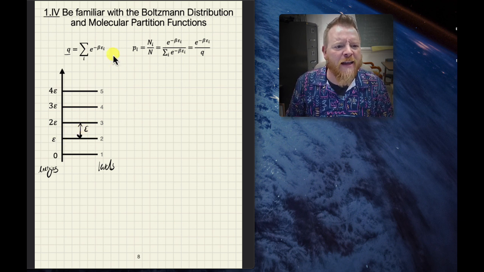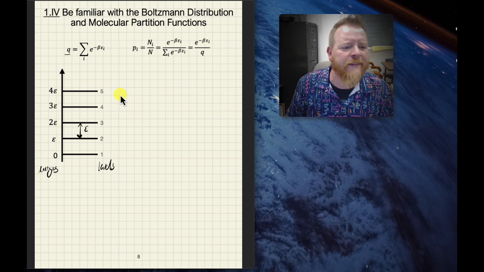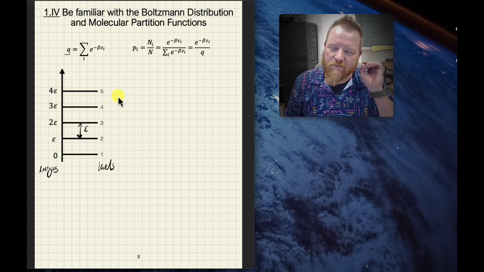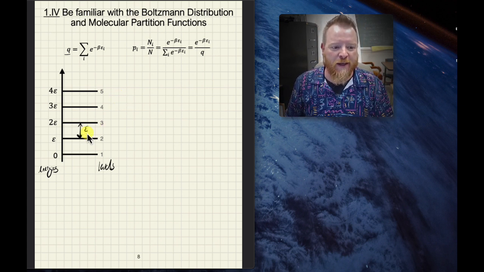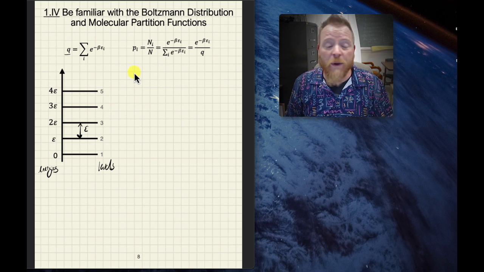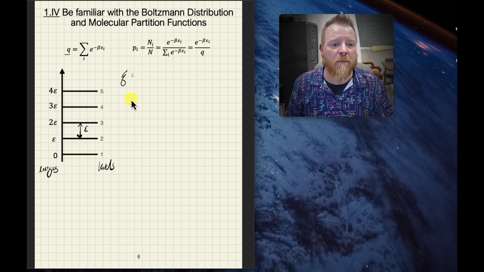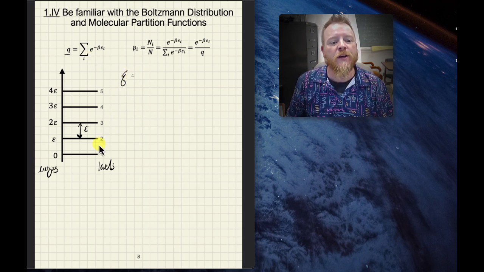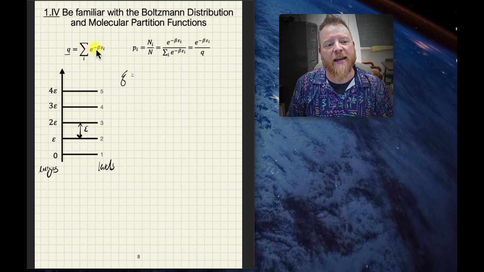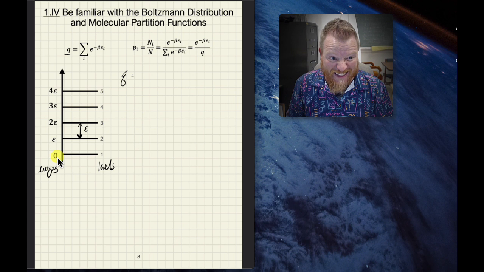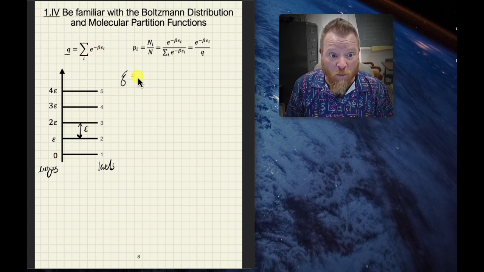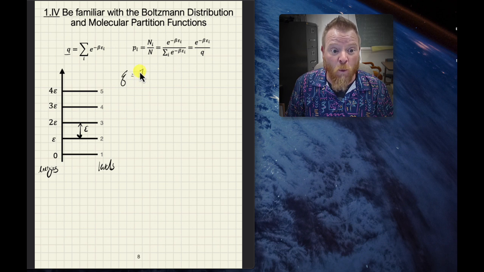Okay? Or I'm saying that wrong. That's the Greek letter epsilon. In any event, energy. Call it E if you like. Okay. So we can start to take this sum by saying Q equals. So if we take e to the negative beta times the energy of level 1, we can see it's 0. So e to the 0 power will just be 1.